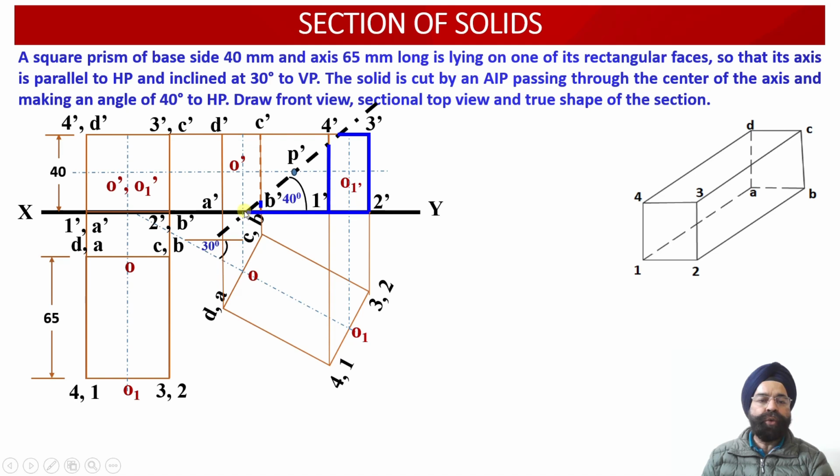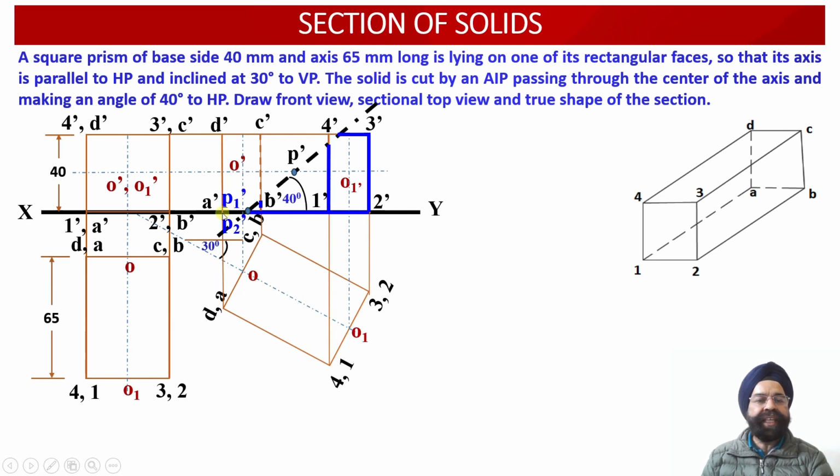So when we are going to look at the solid from the front, we observe that this solid has been cut by this AIP inclined at an angle of 40 degrees in such a way that this edge A dash B dash has been cut at a point P1 dash over here. So please check, A dash B dash edge of the square prism corresponding to the rear face of the solid has been cut at the point P1 dash.